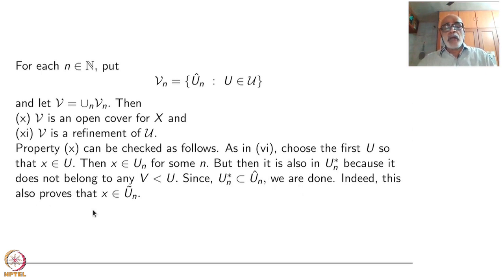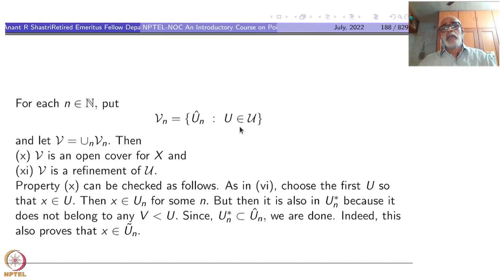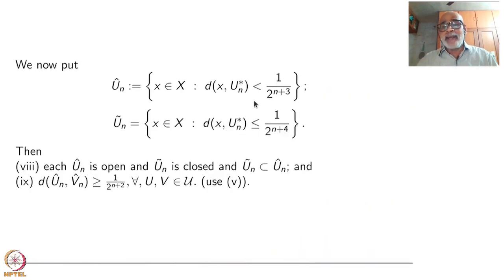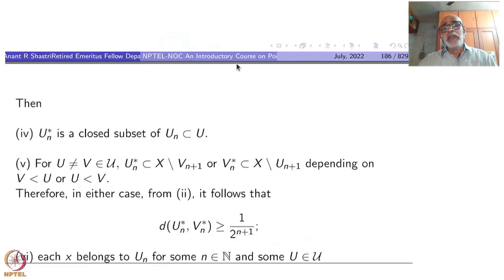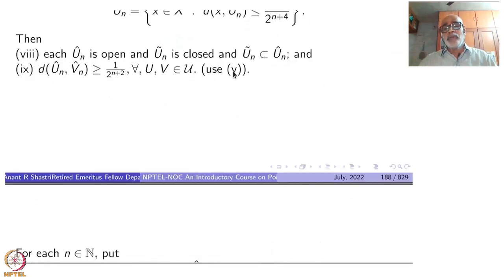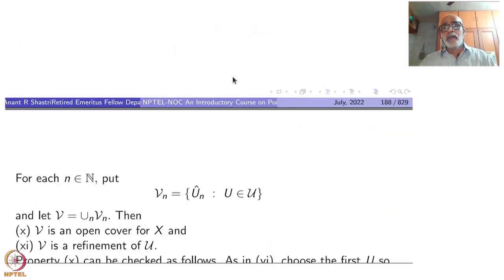Okay, indeed, this also proves that x itself is in U_n twiddle also, because U_n stars are contained inside U_n twiddle also. Okay, so remember, these are less than. So, U_n hat and U_n twiddle actually fatten the U_n star. Right, all those which are of distance smaller than that one. So you have to understand this inequality. Here in the beginning we are bigger than. Right, so both of them are used, left and right. You are cutting down things.